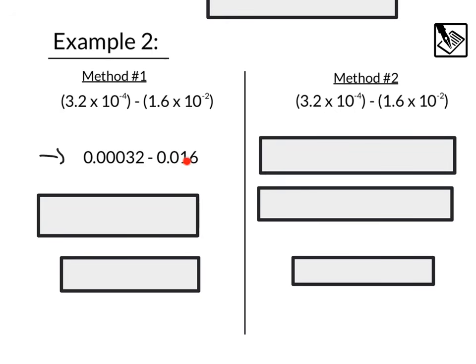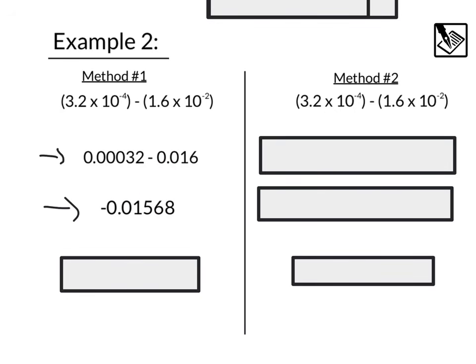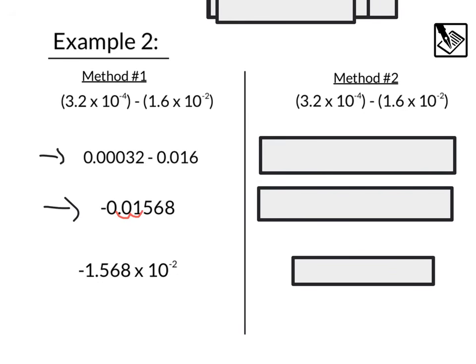If we subtract those, we'll end up getting negative 0.01568. Last thing we need to do is shift that decimal place once, twice, which is going to give us a negative 1.568 times 10 to the negative 2nd power.